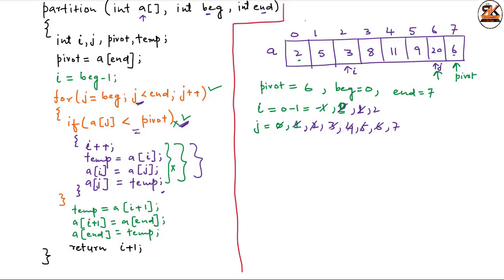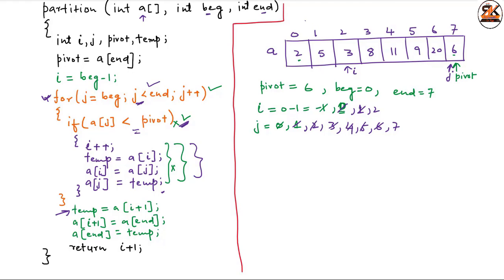Now j will become 7. So j will be pointing to the next location, that is this. Now j and pivot are pointing to the same location. Okay, and now we will check this condition. Is j less than end? No, this is not true. We will come out of this for loop, and we will reach this place.